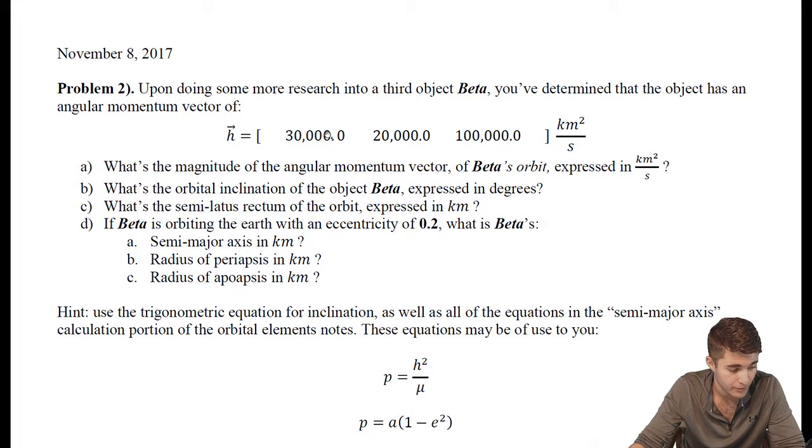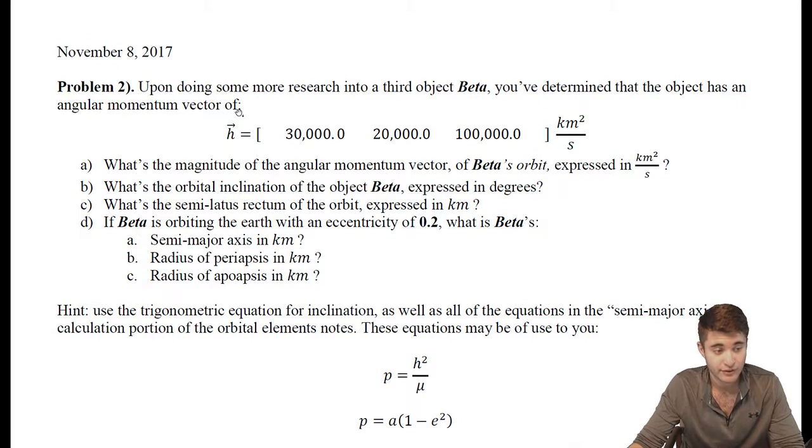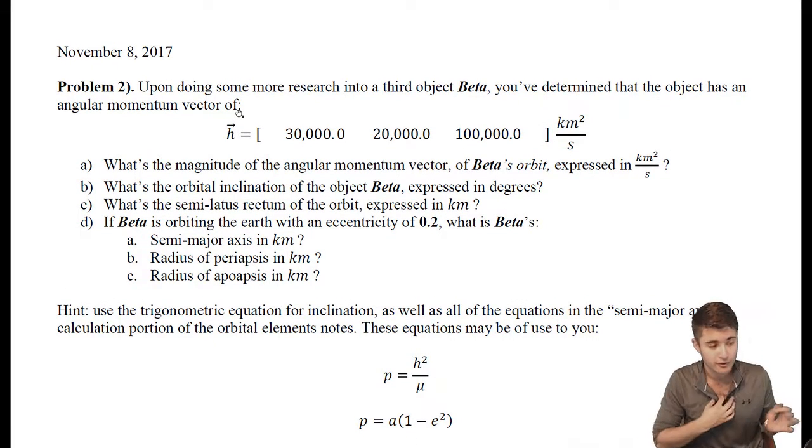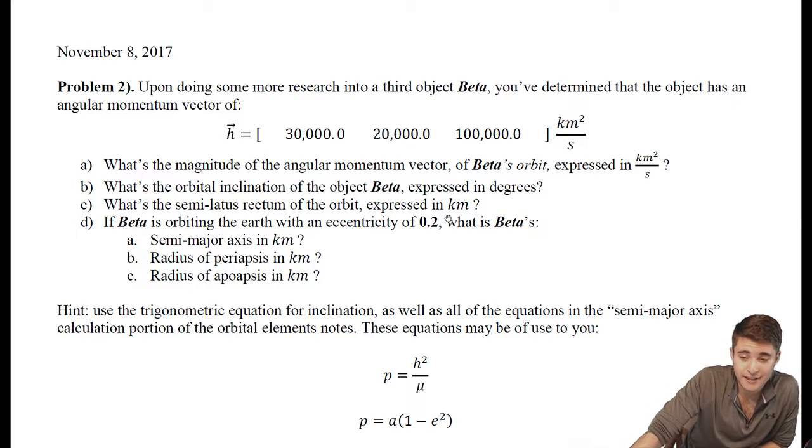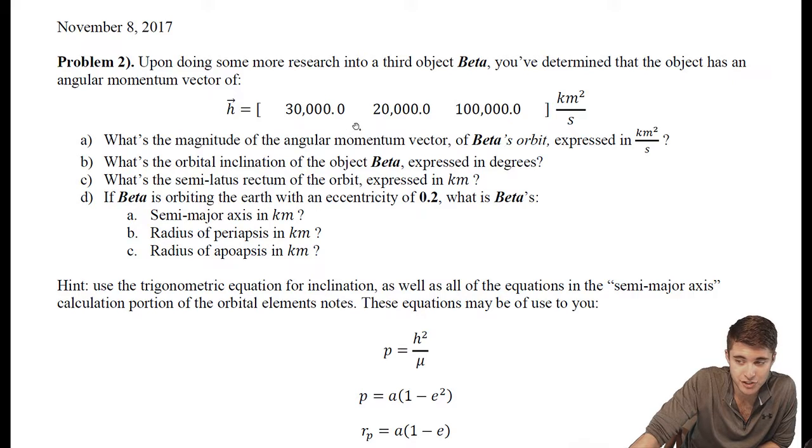All you have to do is take the magnitude of this vector. And if you don't know how to do that, again, you can look that one up online, because I don't provide that, the magnitude of a vector. And then I ask you, what is the orbital inclination?